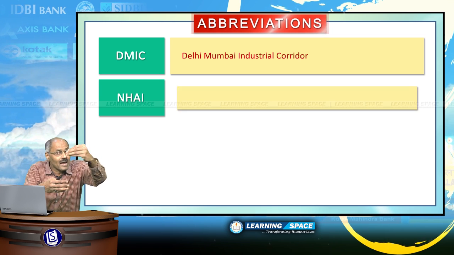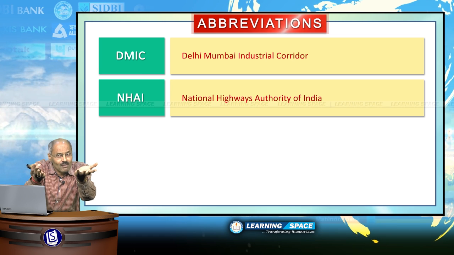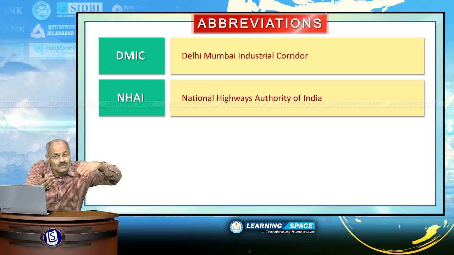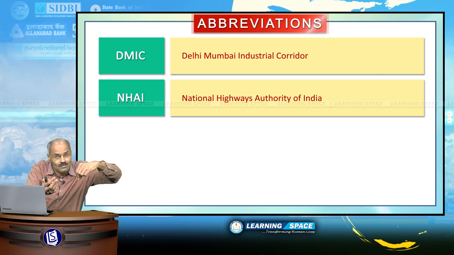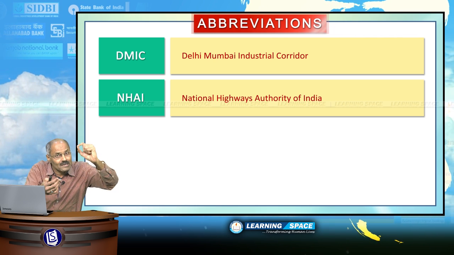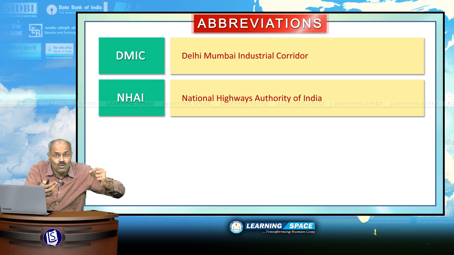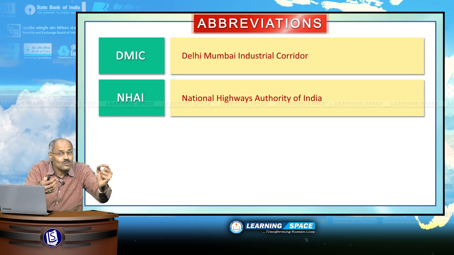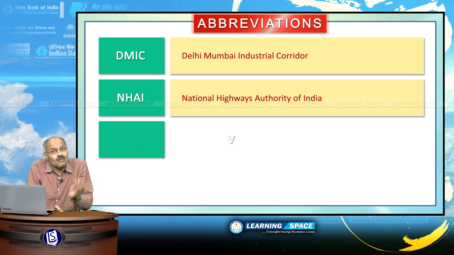NHAI, this is the National Highways Authority of India. So as to promote the infrastructure development of national highways, this was established as an autonomous body in the year 1988 under the Ministry of Road Transport and Highways. This is an autonomous body under the Ministry of Road Transport and Highways, established in the year 1988 so as to promote the development of national highways, please don't forget.